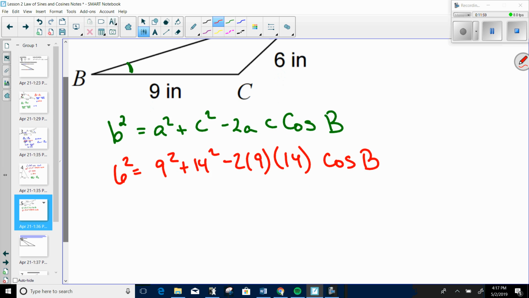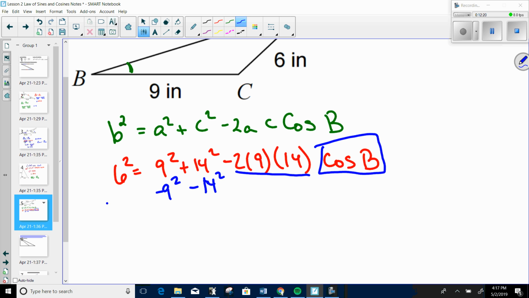So now I have to get B by itself. This part right here has to get isolated. I have to move the 9 and the 14. Be really careful. This 2, the 9, and the 14 are being multiplied by cosine, so you cannot combine all these numbers together and then move them over. You have to move them separately. So the easiest way is to move the 9 squared and the 14 squared first. So I move the 9 squared, I move the 14 squared over.